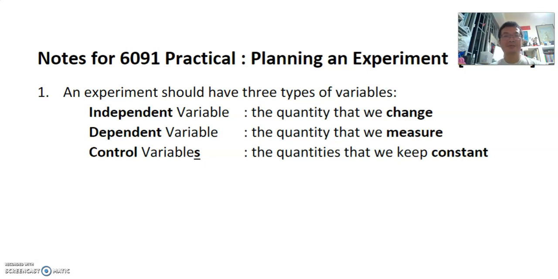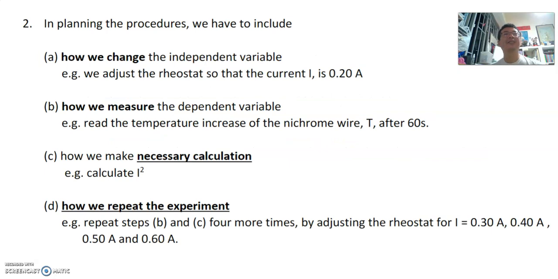So when you get back your assignment through WhatsApp, please compare yours with the model answer given later. Now, what we change, you look at the example, it must be detailed, and how we change. For example, in this case, we adjust the rheostat so that the current is 0.2 ampere. How we measure: read the temperature, necessary calculation, I square, and how we repeat the experiment is also important.